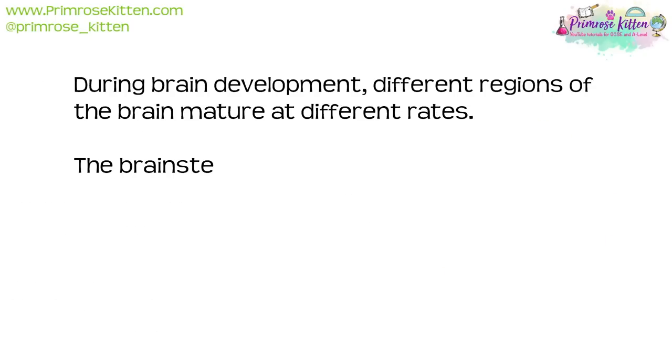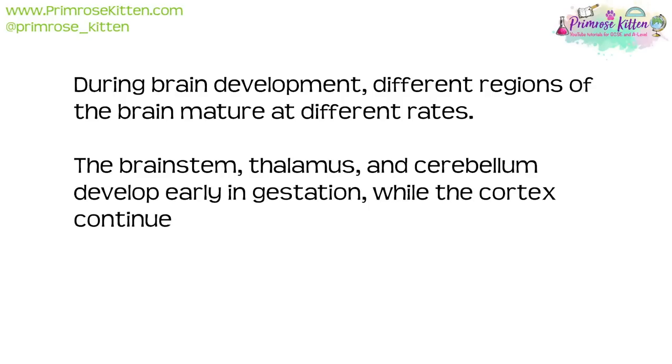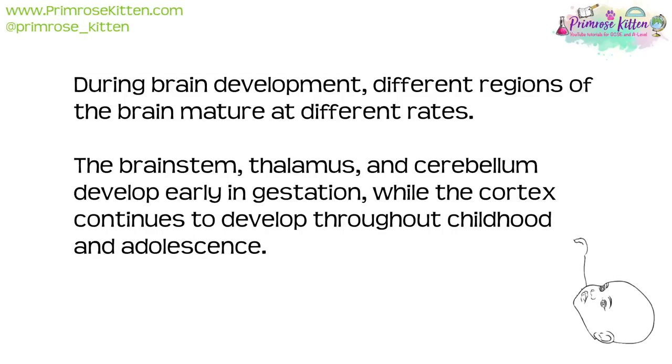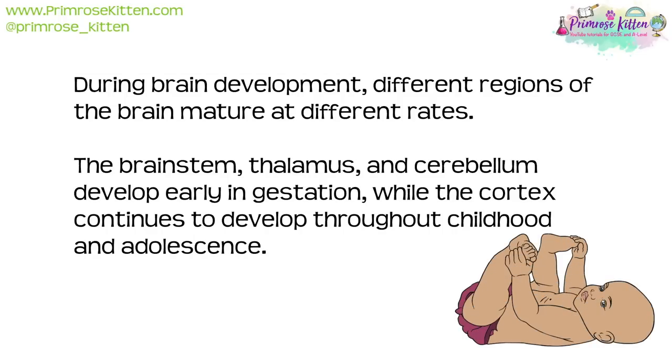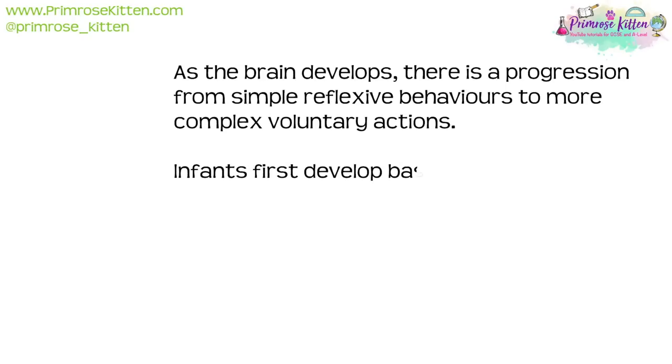During brain development, different regions of the brain mature at different rates. The brainstem, thalamus, and cerebellum develop early in gestation, while the cortex continues to develop throughout childhood and adolescence. As the brain develops, there is a progression from simple reflexive behaviours to more complex voluntary actions.